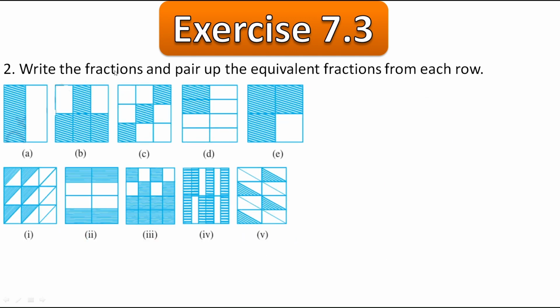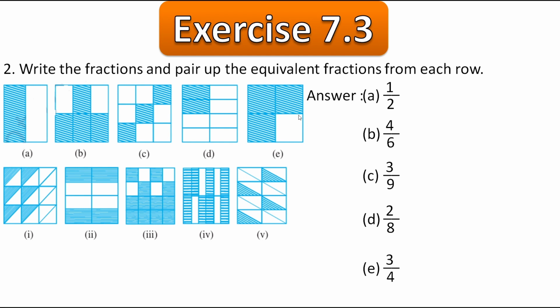Write the fractions and pair up the equivalent fractions from each row. Okay. So first we will write the fractions. Here the first one is having 2 parts and out of 2, 1 part is shaded. So the fraction will be 1 upon 2. Now here we have 6 parts and out of 6, 4 parts are shaded. So 4 upon 6. Now here we have 3 parts shaded out of 9 parts. So the fraction will be 3 upon 9. Here we have 8 parts and out of 8, 2 parts are shaded. So 2 upon 8. Here we have 4 parts and out of 4, 3 parts are shaded.